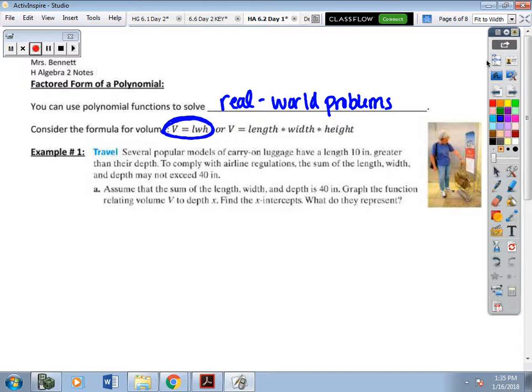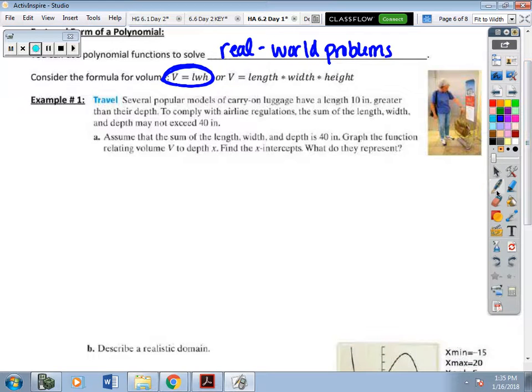So this one says, and they're all a little bit different. I know how much you love word problems.